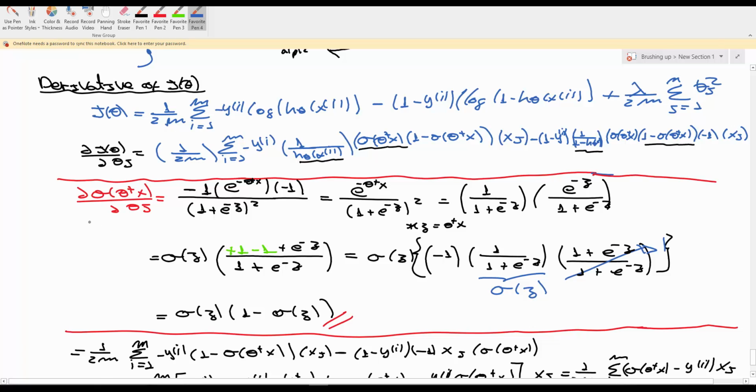The first thing that we have to do, and that is useful, is to take the derivative of our hypothesis. Remember that our hypothesis is sigma of theta transpose times x. In order to derive that, we square the denominator, and then we compute the derivative of the numerator, and that is minus 1 times e to the minus theta transpose times x times minus 1 because of the chain rule, and what we have in the end is plus e to the minus theta transpose x over 1 plus e to the minus theta transpose x, squared.